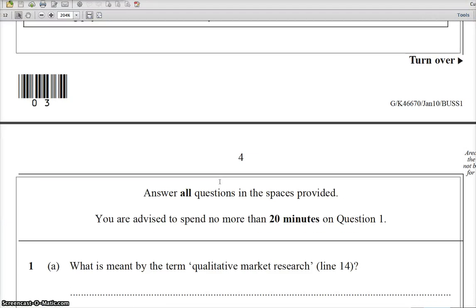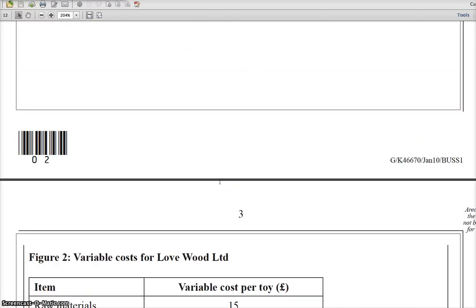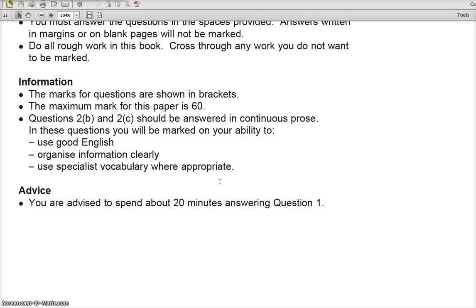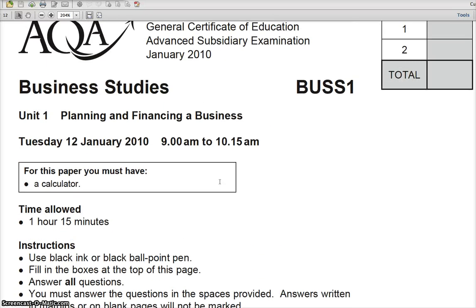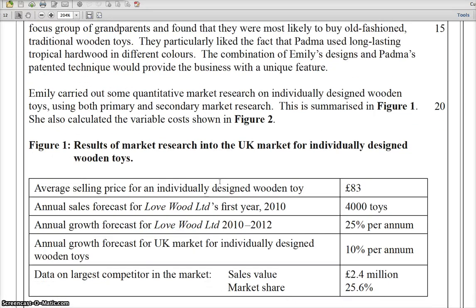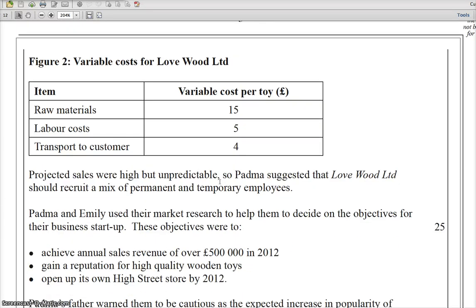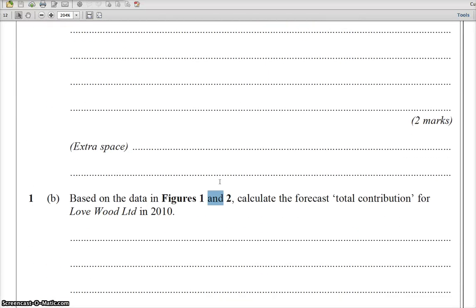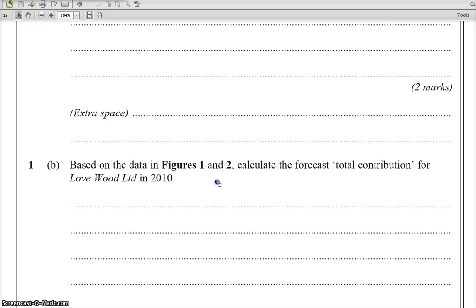Okay, the paper that we're looking at is the Lovewood paper, which is from 2010. If you want to try and find it online, I think it's, which one is it? Here we go, January 2010. We scroll down to the question first of all. The question obviously is going to be about total contribution, but we need to take a look at it and find out what the details are.